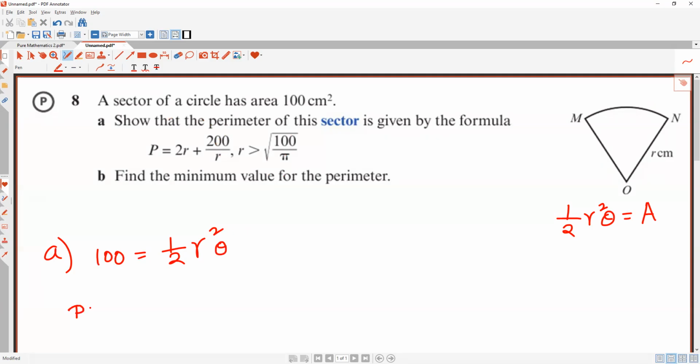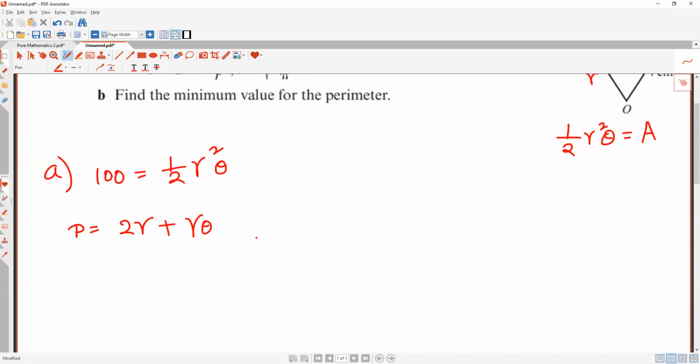Let me go with perimeter. Now perimeter is 2r, because there are two radii over here, plus this arc length, which is r theta. Now you can see here the theta is missing. There is no theta over here, so you have to make theta the subject of the formula. From the area, 200 divided by r square is equal to theta, because the 2 goes to the other side by cross multiplication. So let me substitute that over here.